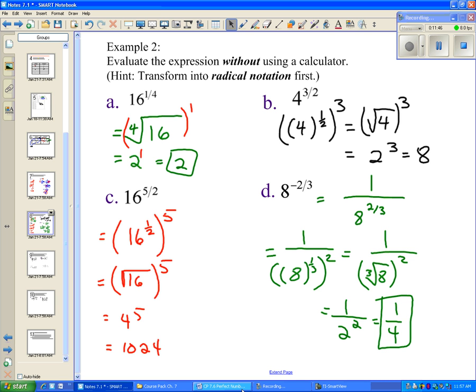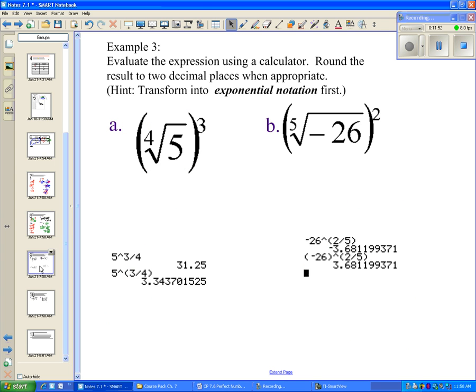So that's evaluating expressions without a calculator. I want to transform into radical notation first. What else can I do with this? Well, example 3, evaluate the expression using a calculator.